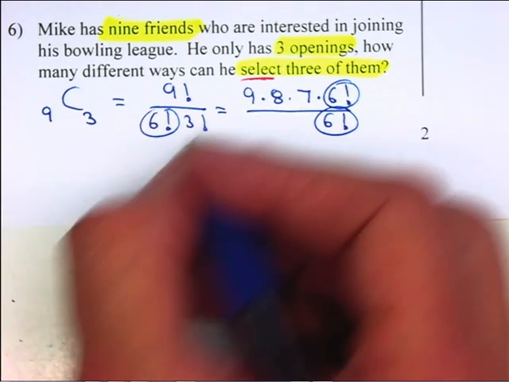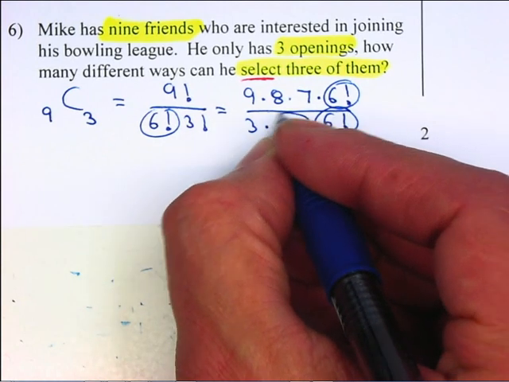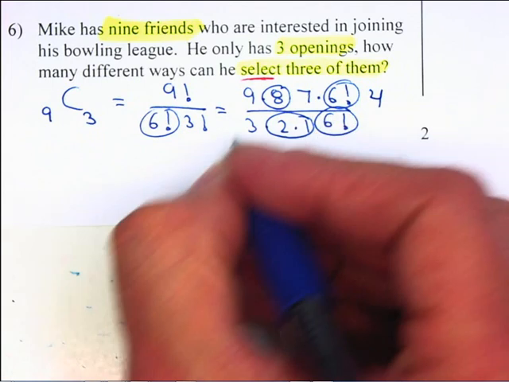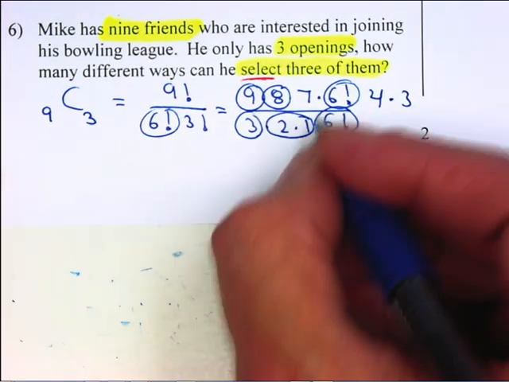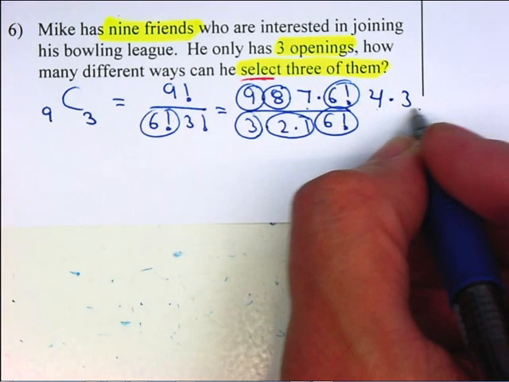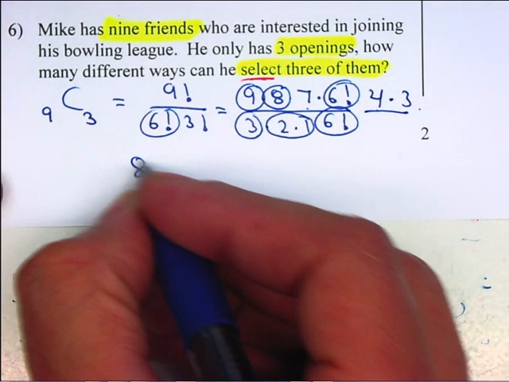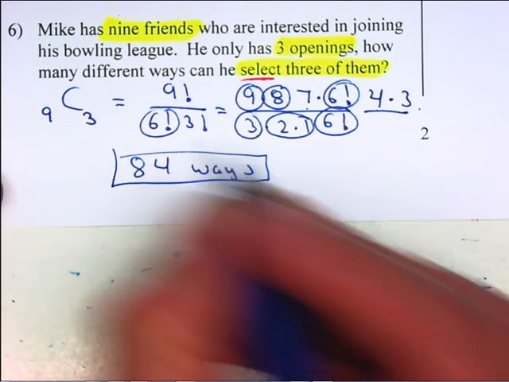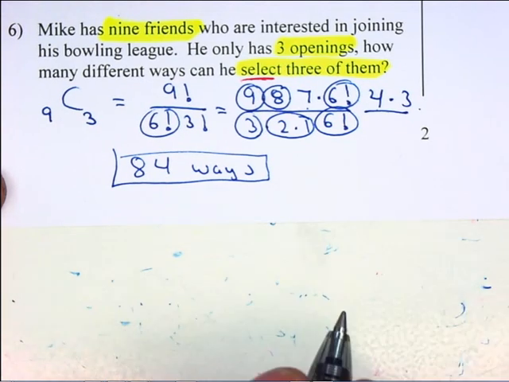Cancels. And then we have 3 factorial, which will be 3 times 2 times 1. Let's see. 2 times 1 will give you 2, and the 8 will give you a 4. 3 and 9 will give you a 3. So multiply 4 times 3 times 3. That gives me 12 times 7, which will give you 84 different ways that you can select 3 out of those 9 friends that are interested to join your bowling league.